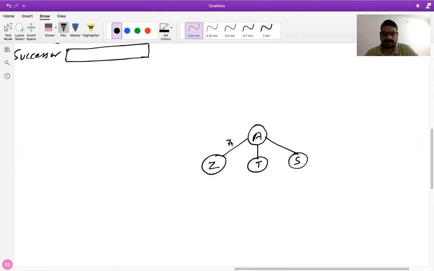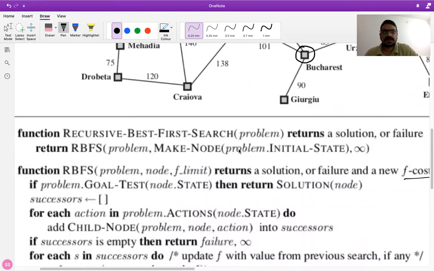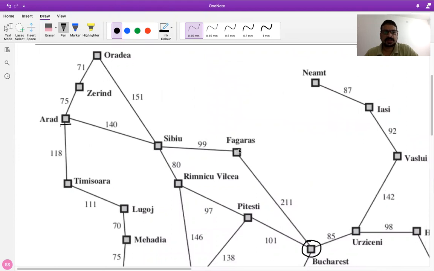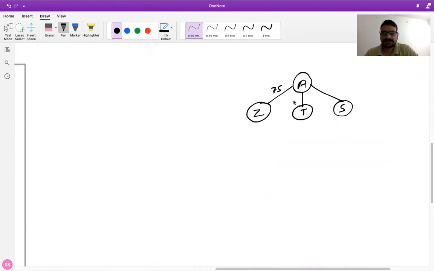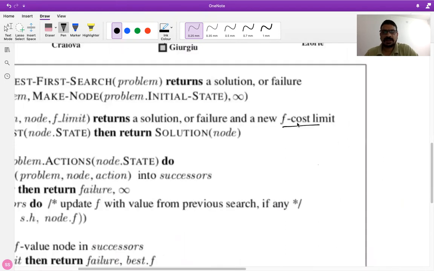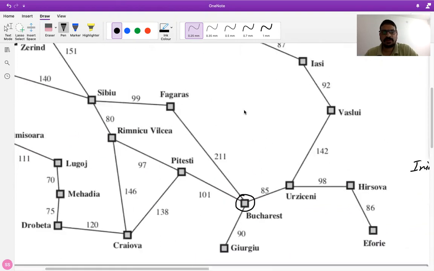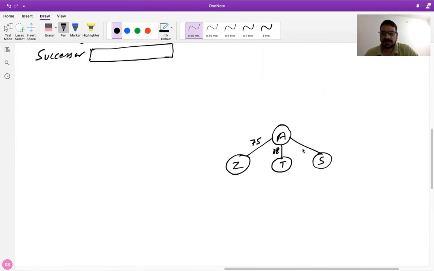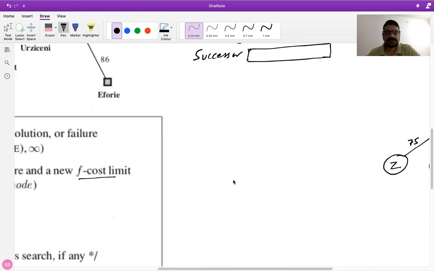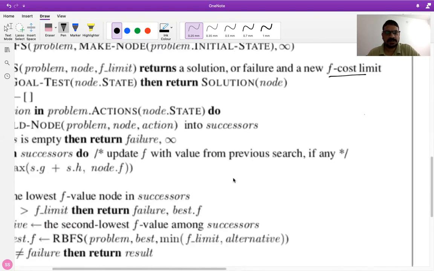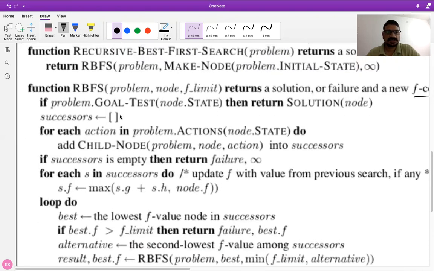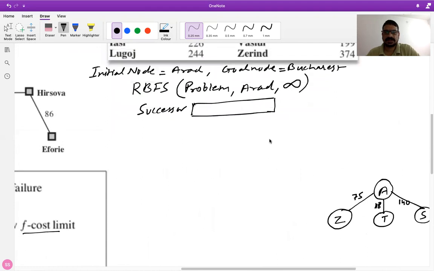This is 75. From Arad to Timisoara, it is 118. From Arad to Sibiu, it is 140. Now, the second thing I'll do is put these into the successor list.